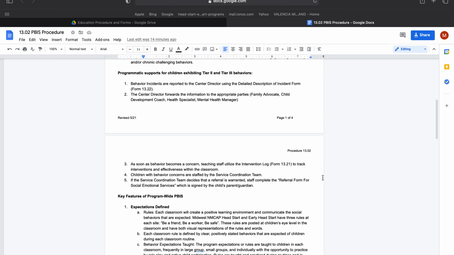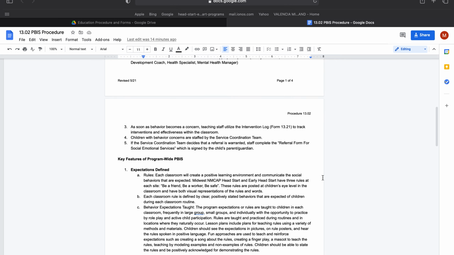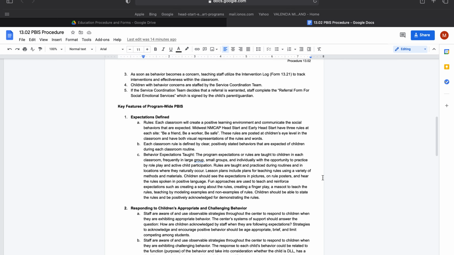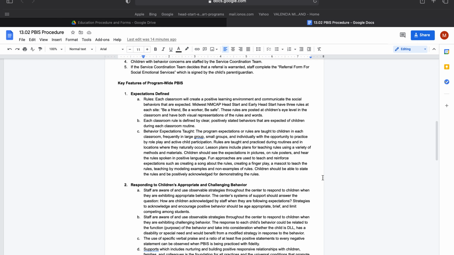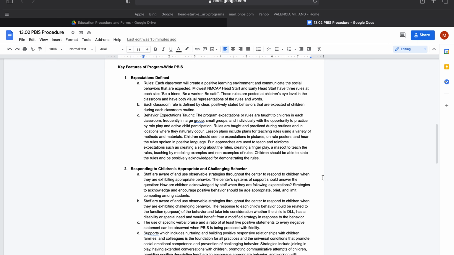that behavior incident report, the center director forwards that information to all the parties that need to be involved in the decision-making process, including the child development coach, maybe the mental health manager, certainly family community services, and indicates that as soon as the teaching team is concerned with a persistent behavior, they begin to utilize that intervention log to note exactly what they're doing in the classroom to try and address those behaviors so that that can be used as data.